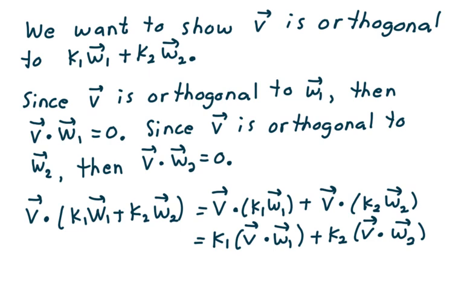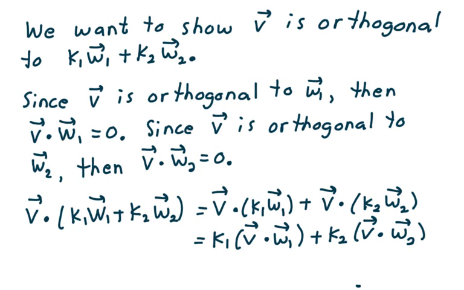Since V is orthogonal to W1, then the dot product of V and W1 is 0. Since V is orthogonal to W2, we can say that the dot product of V and W2 is 0. Now what we want to do is look at the dot product of V and the linear combination of vectors W1 and W2. So in other words, we want to look at the dot product of V and K sub 1 W sub 1 plus K sub 2 W sub 2.